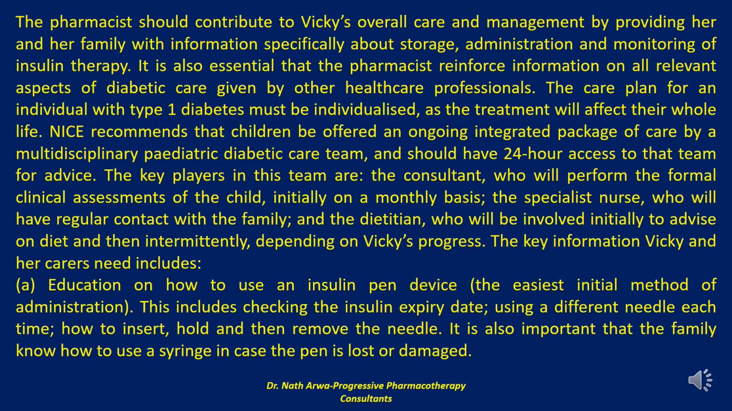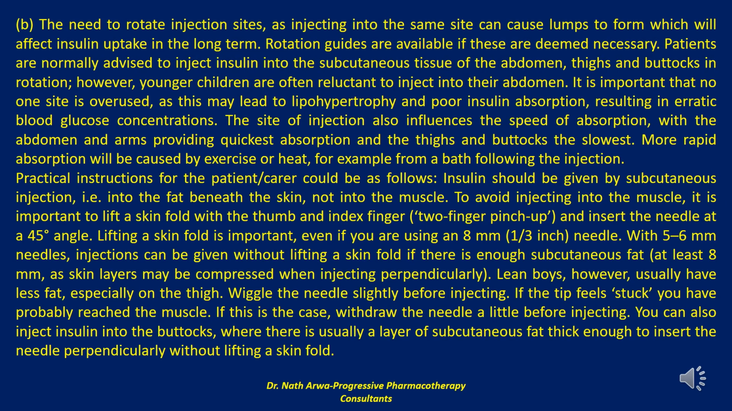a. Education on how to use an insulin pen device, the easiest initial method of administration. This includes checking the insulin expiry date, using a different needle each time, how to insert, hold and then remove the needle. It is also important that the family know how to use a syringe in case the pen is lost or damaged. b. The need to rotate injection sites, as injecting into the same site can cause lumps to form which will affect insulin uptake in the long term. Rotation guides are available if these are deemed necessary.